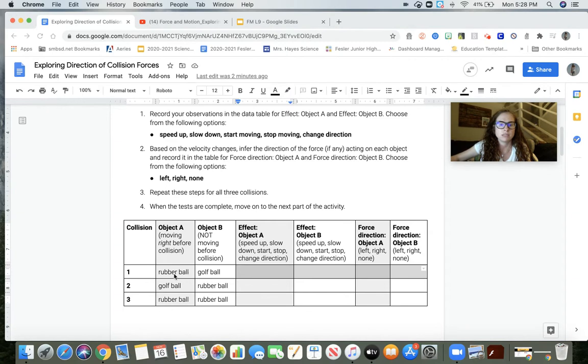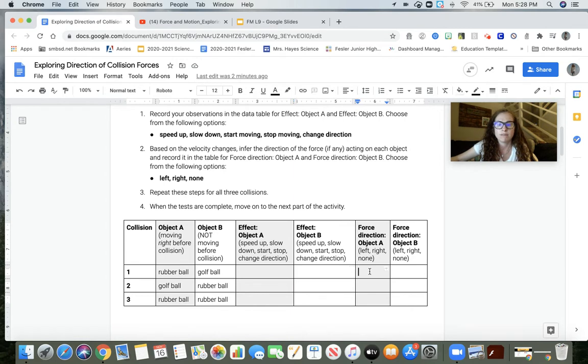It's easier to understand if I look at my data table here. So object A in this case, we're going to run a rubber ball into a golf ball. The golf ball has more mass. We're going to run the lighter rubber ball in. We're going to write down in this column the effect on object A, so the effect of the rubber ball. Does it speed up, slow down, change direction, start, or stop? Then over here, we're going to write the effect of object B. That was the golf ball. What happens to the golf ball?